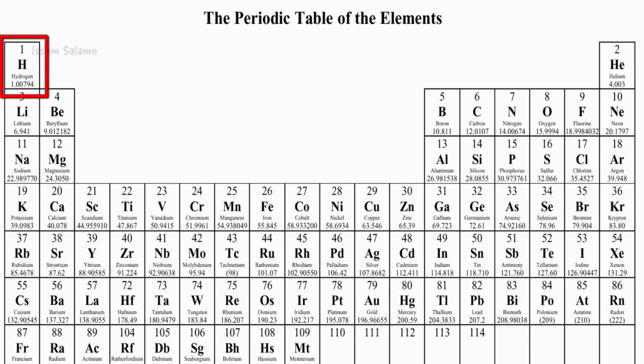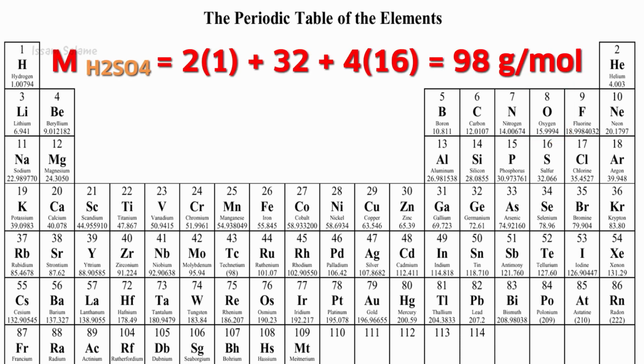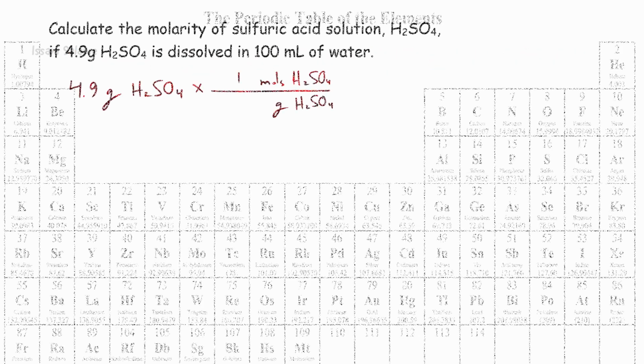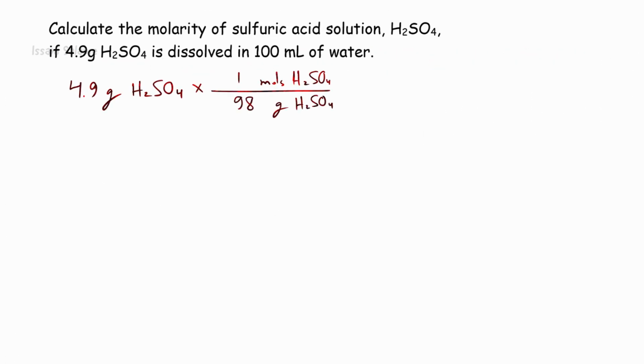The molar mass of hydrogen to the nearest tenth is 1, and the molar mass of sulfur to the nearest tenth is 32. The molar mass of oxygen to the nearest tenth is 16. So the molar mass of H2SO4 is going to be 98 grams per mole. So we write 98 next to grams of H2SO4. We do the multiplication and we find the number of moles of H2SO4, it's equal to 0.05.